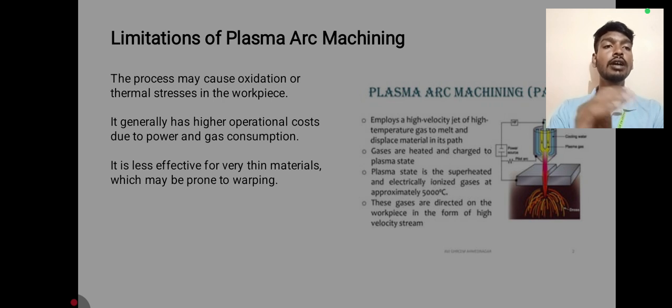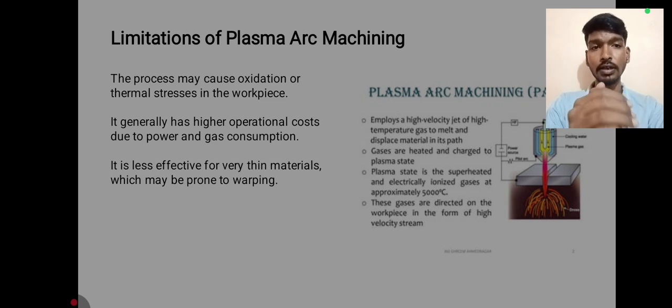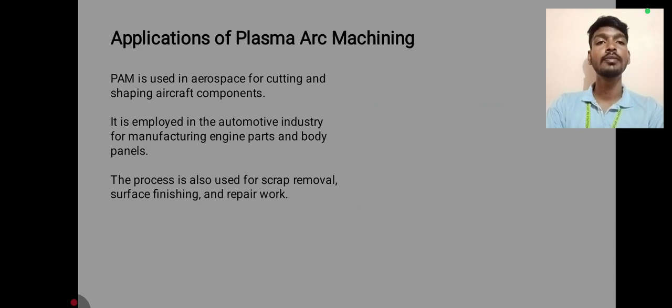Limitations of plasma arc machining are: this process may cause oxidation or thermal stress in the workpiece. Skilled labor is required to perform this operation. It generally has higher operational costs due to power and gas consumption. It is less effective for very thin materials, which may be prone to warping.